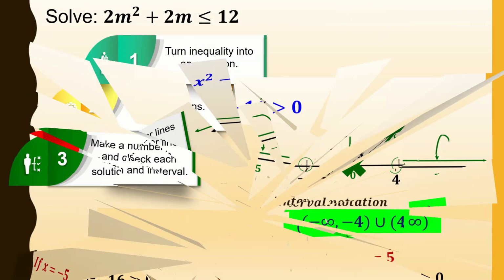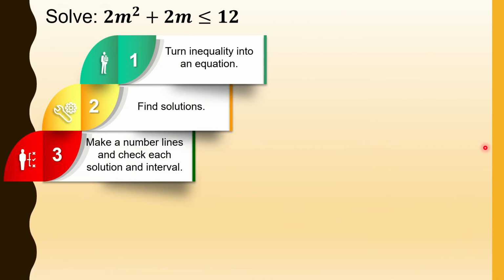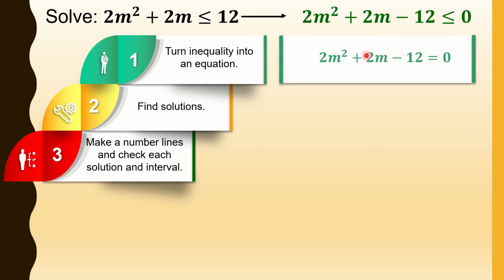So, let us have another example. 2m squared plus 2m is less than or equal to 12. Rewrite that into standard form using the addition property of equality. We have 2m squared plus 2m minus 12 is less than or equal to 0. Turn this inequality into an equation. So, we have 2m squared plus 2m minus 12 is equal to 0.